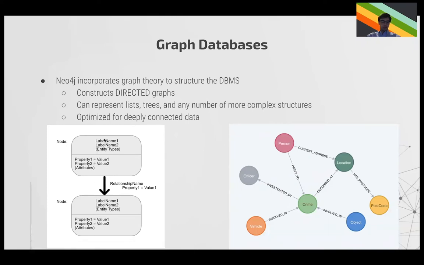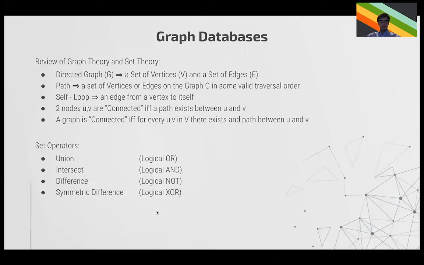As you can see, each node can have multiple label names and multiple properties, which are attributes, and each relationship can have properties as well. So since Neo4j uses graph theory for its graph structure, it uses directed graphs, which is defined as a set of vertices and a set of edges.